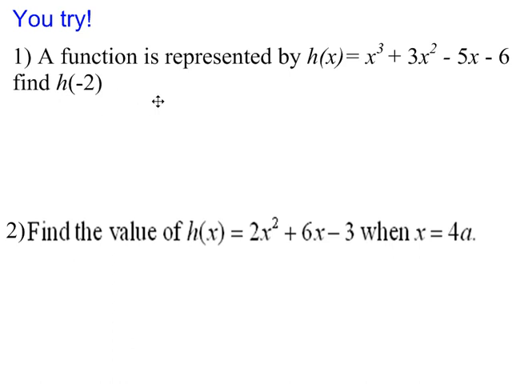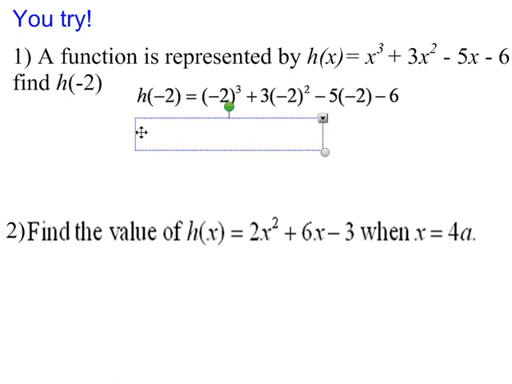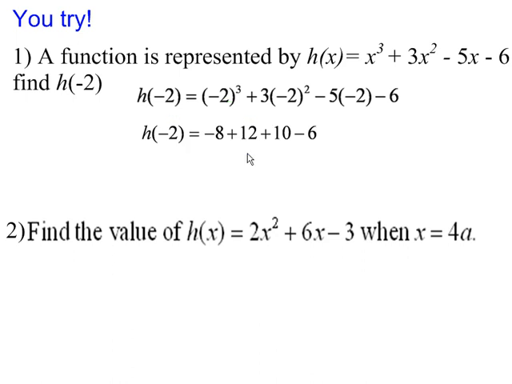Okay, so for number 1, we want to evaluate for h of negative 2. So we substitute for x with negative 2. Negative 2 to the third power is negative 8. Negative 2 to the second power is positive 4. That times 3 is 12. Negative 5 times negative 2 is positive 10. Bring down the minus 6. Combine the like terms. h of negative 2 is 8.